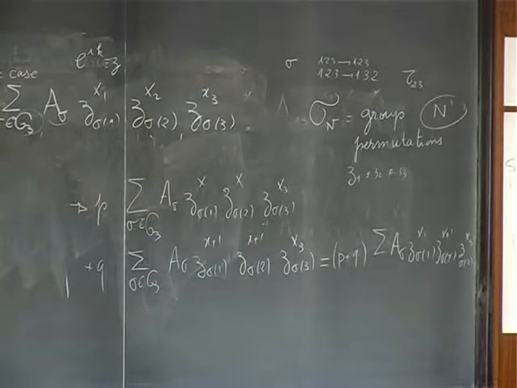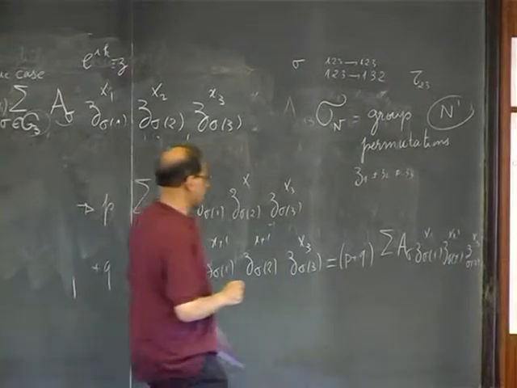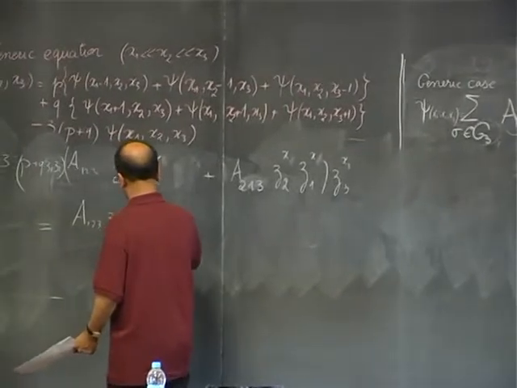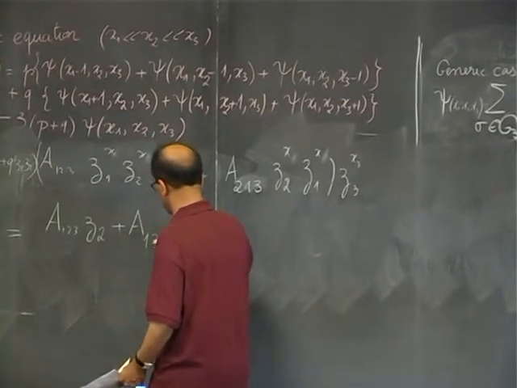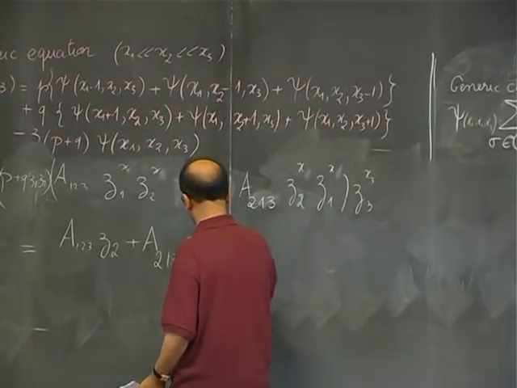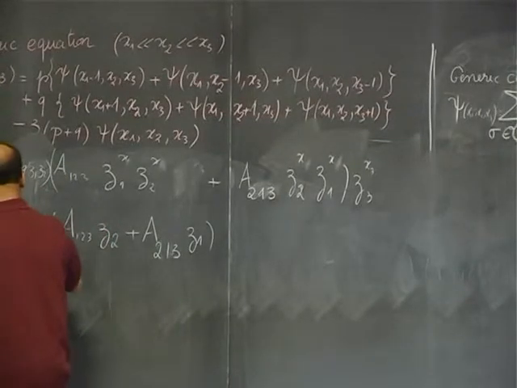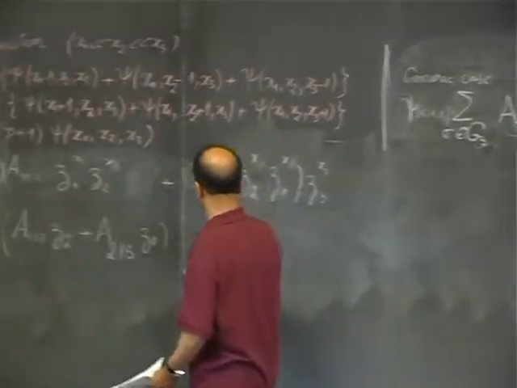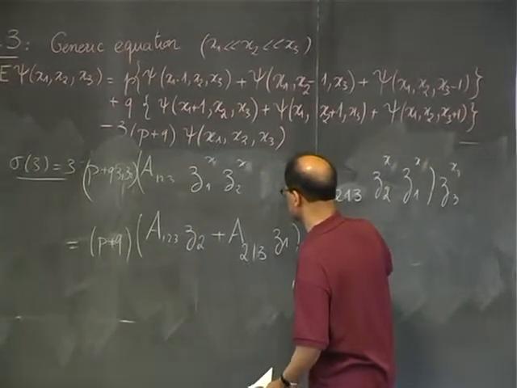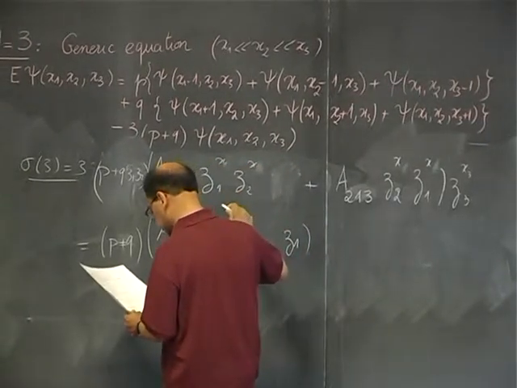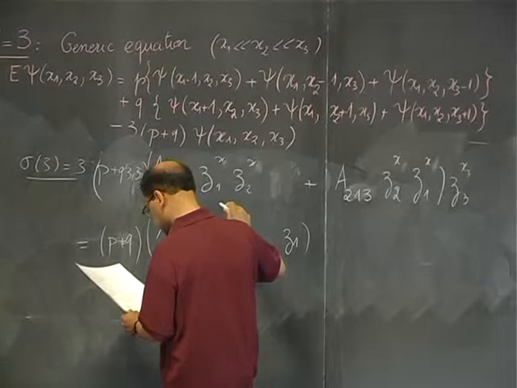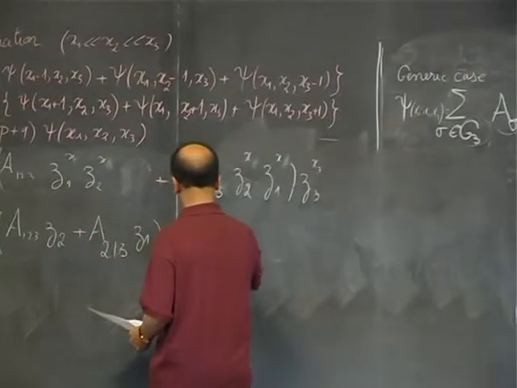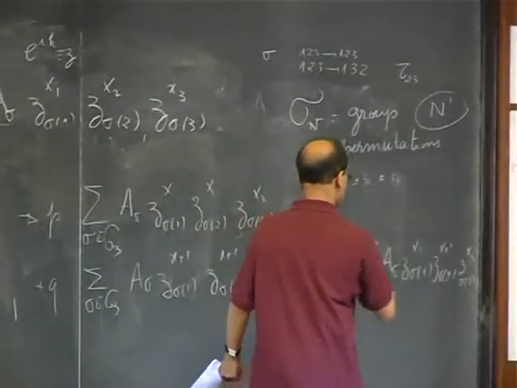so it will give me what? A 1, 2, 3, z2, plus A 2, 1, 3, z1, p plus q, times the same guy, times what I'm doing here. Okay, let's do it completely. Z3 x3.